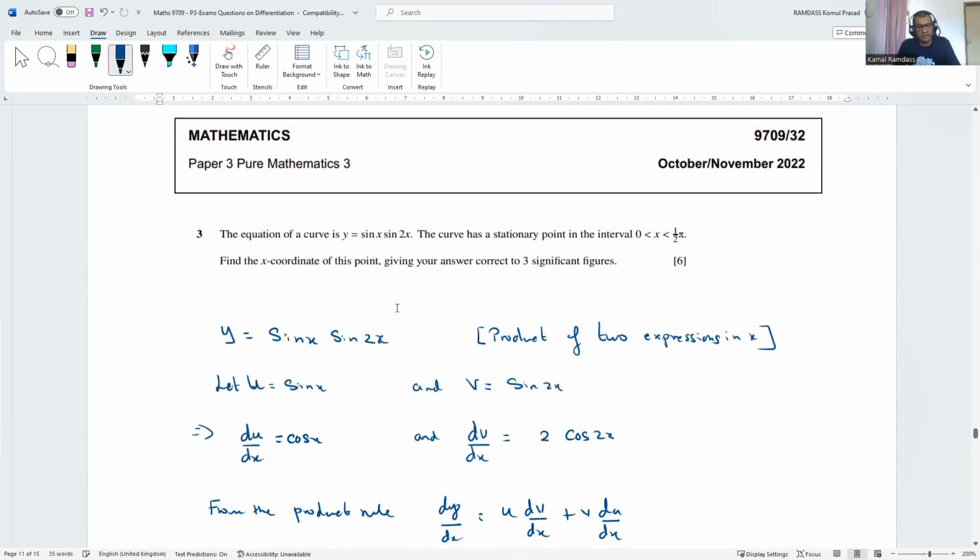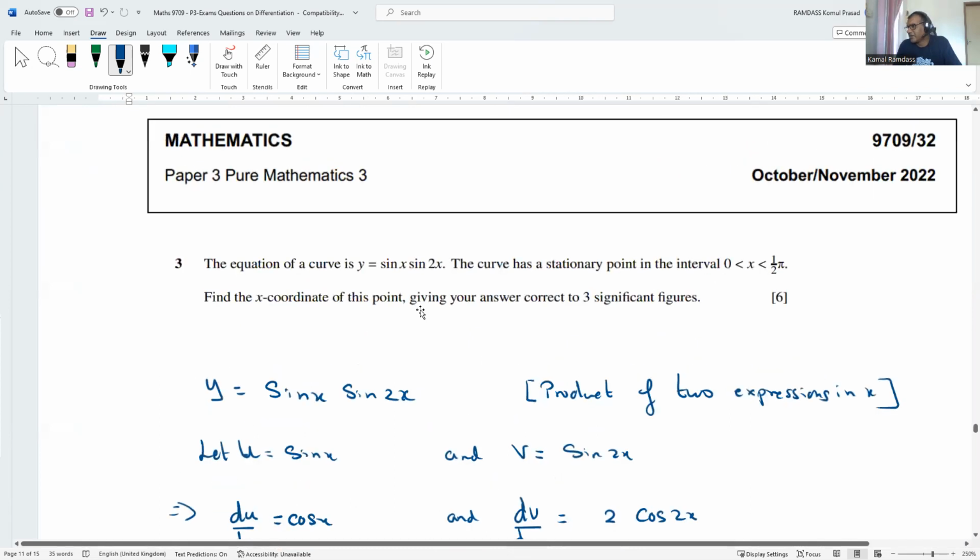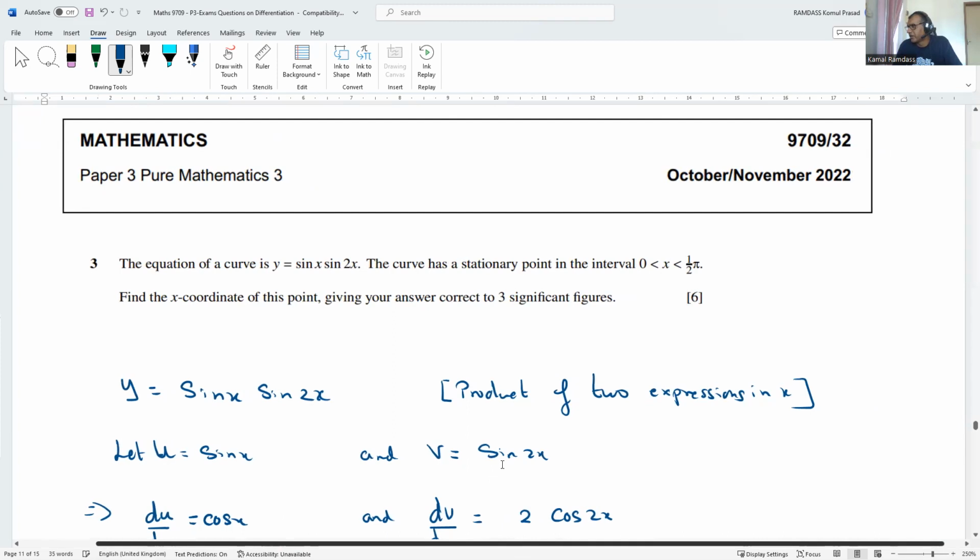The equation of a curve is y is equal to sine de x, sine de 2x. The curve has a stationary point in the interval x greater than 0, less than pi by 2. Find the x coordinate of this point, giving your answer correct to 3 significant figures.